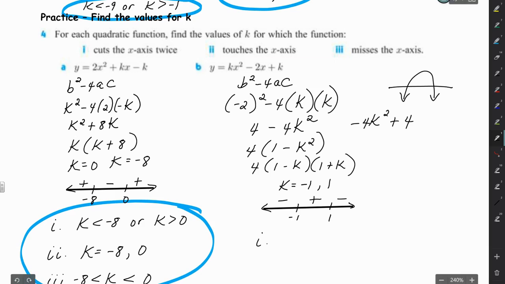So for letter I, you want to know where our parabola is positive. In this first part, for letter I, we're positive where k is greater than -1 and less than 1. Part 2, we want to know where's the discriminant equal to 0. So what are our intercepts? And for triple I, we want to know where is our quadratic inequality less than 0. So where is it negative? So it's less than 0 where k is less than -1 or where k is greater than 1.